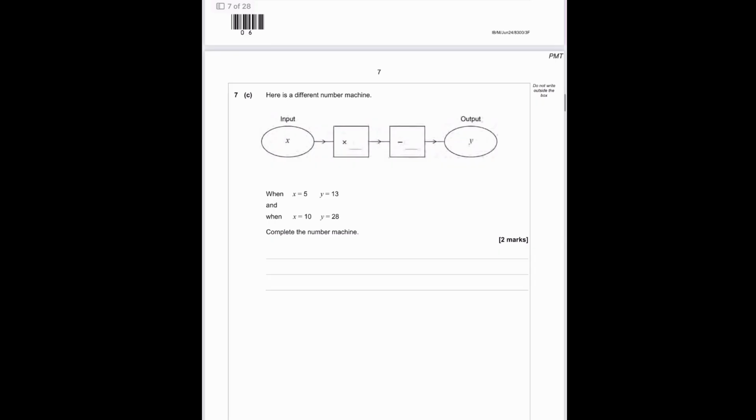And we have another number machine. When x is 5, y is 13. So 5 goes in. We times it by something. We take away something and we get 13. And when 10 goes in, we times it by something, we take away something and we get 28. So what could it be? If we times 5 by 3, we get 15, and then we would take 2 to get 13. Let's try here. 10 times 3 would be 30, take away 2 would be 28. So it's times by 3, take away 2.